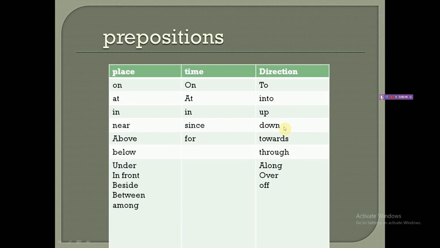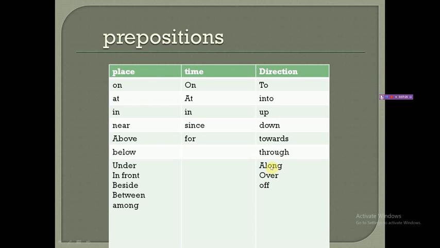Down. The boss is sitting downstairs. Towards means in that particular direction. Towards also indicates a movement in a particular direction. For example, she is coming towards my house. He kicked the ball towards the goal. Through is also a preposition that denotes direction. For example, the train is going through the tunnel.